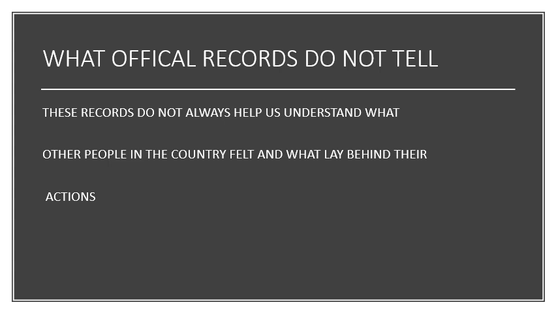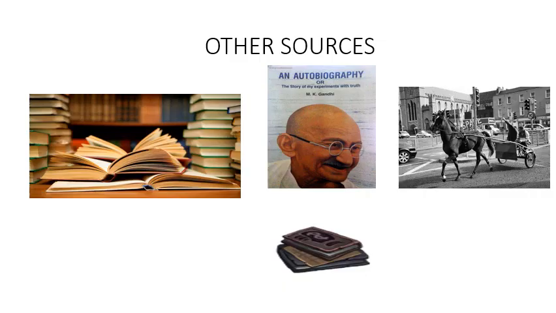The last topic of this chapter is what official records do not tell. Here the records show what the British officials thought, what they were interested in, and what they wished to preserve for posterity. These records do not always help us understand what other people in the country felt and what lay behind their actions. When we begin to search for other sources, we find them in plenty, though they are more difficult to get than official records.